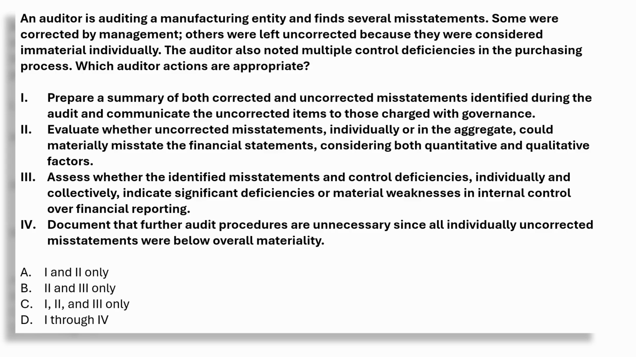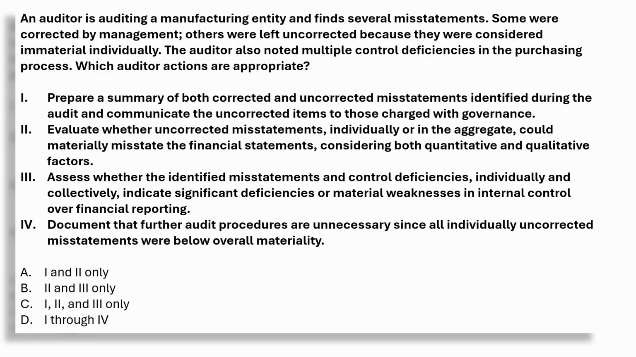All right, next question. An auditor is auditing a manufacturing entity and finds several misstatements. Some were corrected by management, others were left uncorrected because they were considered immaterial individually. The auditor also noted multiple control deficiencies in the purchasing process. Which auditor actions are appropriate?